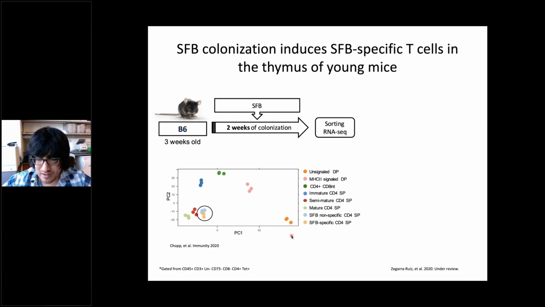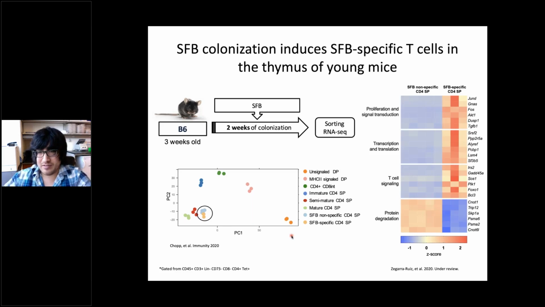into the periphery. In addition, we compared the changes in gene expression with RNA-seq between our SFB non-specific and our SFB specific CD4 single positive cells, and we found that in our SFB specific CD4 single positive cells, there was an enrichment in genes that are related to proliferation, signal transduction, transcription and translation, T cell signaling, and there was suppression in genes related to pathways involved in protein degradation. So all of this suggests that these cells are proliferating, have been interacting with TCR signaling, and are ready to leave the thymus.